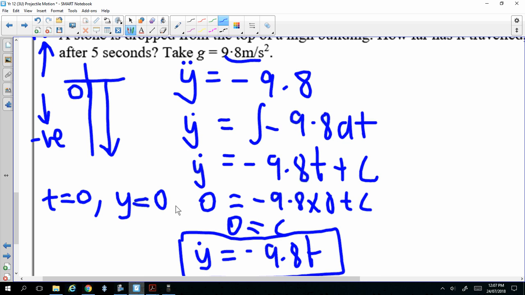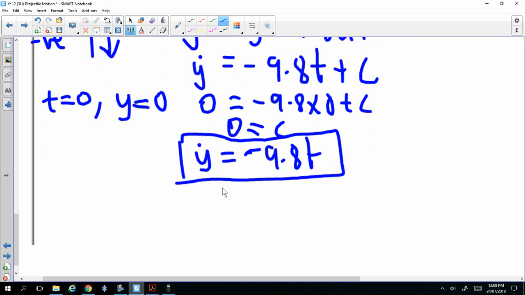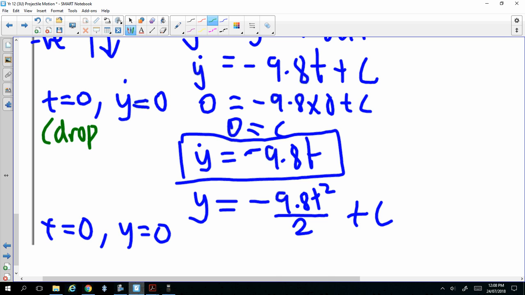So the hard part is to work out the equation. Once you work out the equation, the question will be easy to do. Once you do that, let's find y. To do that, we integrate again, which gives negative 9.8 t squared on 2 plus c again. When t is 0, y dot is 0, because the stone was dropped from the air. And when it's dropped from the air, it means that there's no initial velocity. It's y dot 0.